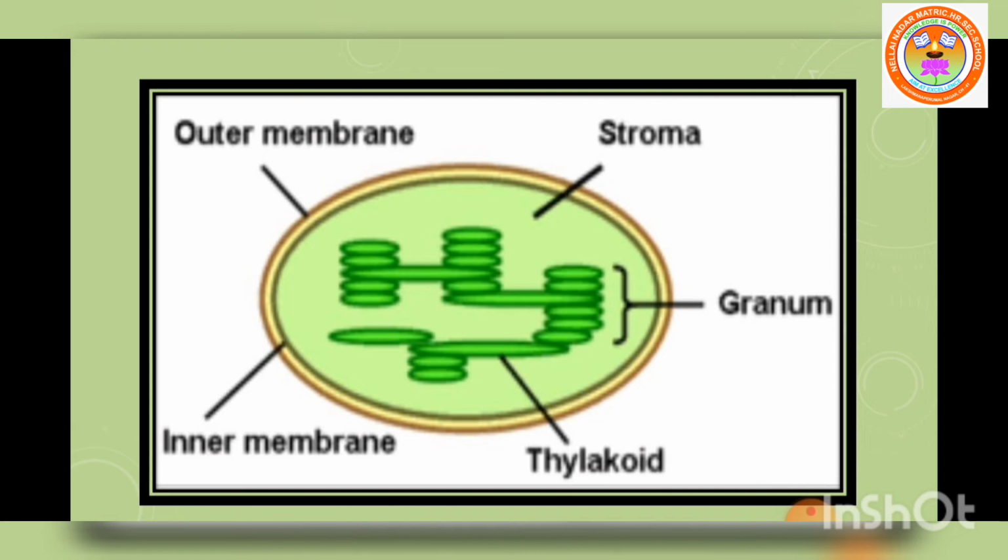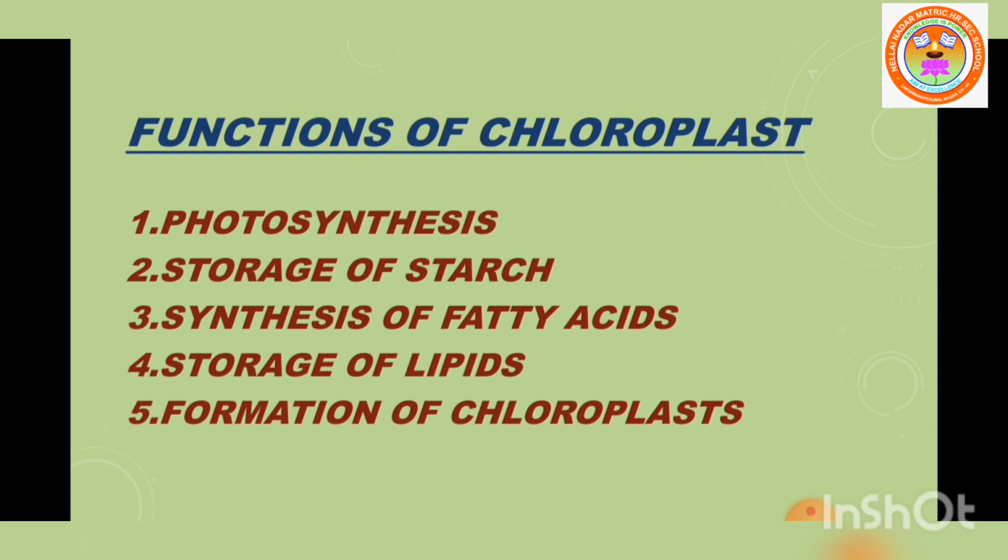It contains DNA, 70S ribosomes and other molecules required for protein synthesis. Whatever is required for photosynthesis is also present in the stroma of chloroplast. In the stroma, the dark reaction of photosynthesis takes place. In grana, the light reaction of photosynthesis takes place. So what are the functions of chloroplast? Photosynthesis is the major function of chloroplast.